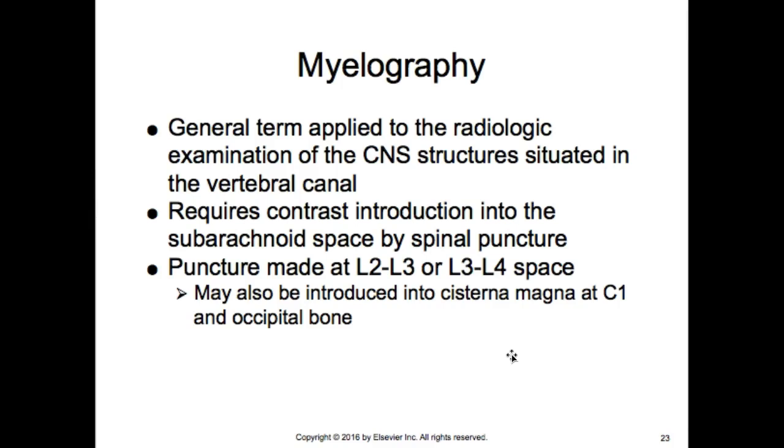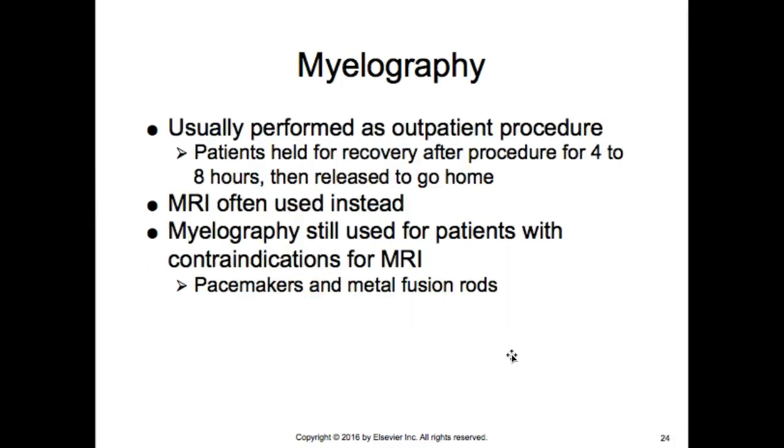So myelography. It's a general term used for the radiographic examination of the CNS structures situated in the vertebral canal, and requires contrast introduced into the subarachnoid space. We make a puncture usually around L2 to 3 or 3 to 4. You can also introduce it into the cisterna magna at C1 and the occipital bone. I've seen that once. It made me very nervous. But the reason why we do it at L2-3, L3-4 is because the spinal cord has ended and now we're in the cauda equina. So we're not puncturing the spinal cord, we're below it.